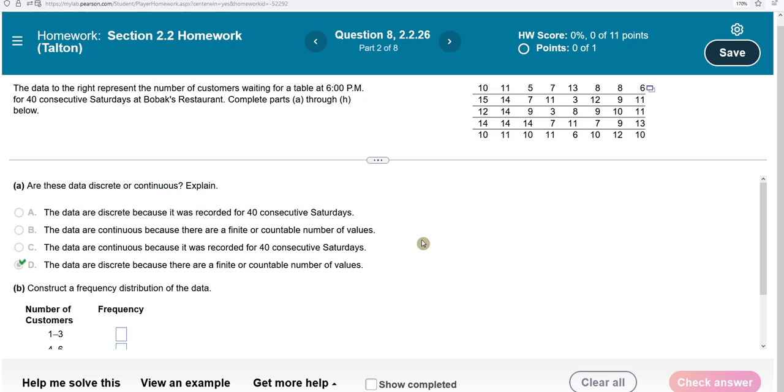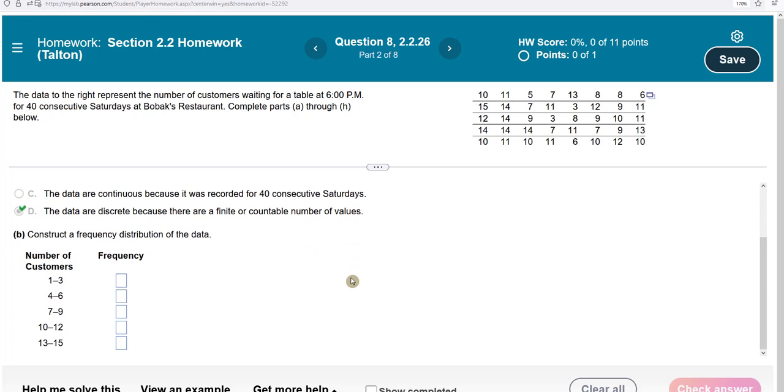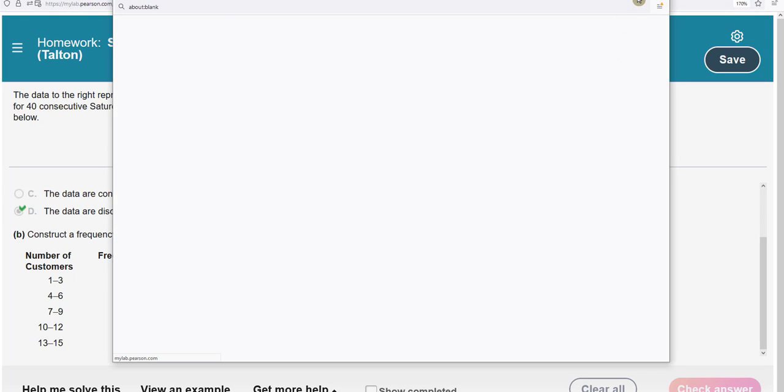I just wanted to show you a shortcut way of how you can do this in StatCrunch. Okay, so if this is your table over here to the right, these will be discrete data and you can count these because they're a countable number of values. So that's why I went ahead and marked D. What I'm going to do is send this over to StatCrunch. So I'm going to click this and it's going to say open in StatCrunch.